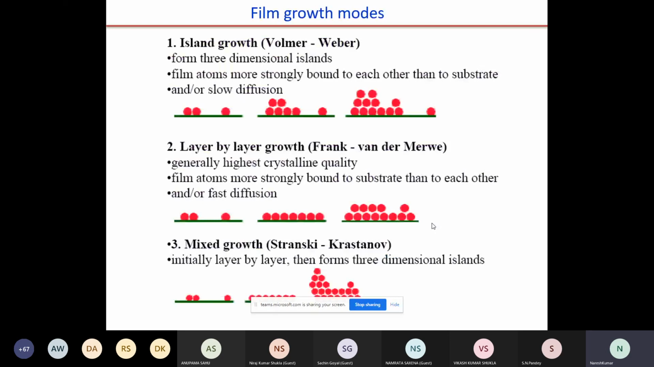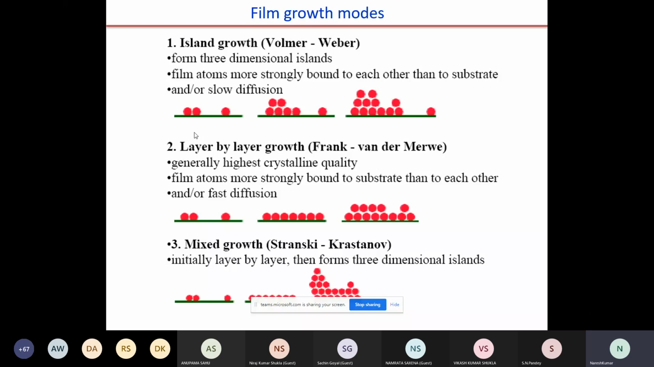Now the next question comes: what are the different modes through which my films can be grown? That's a very common picture that you might have come across because it's already there in textbooks and standard literature. So there are three possible film growth models. One is the island model, second is the layer by layer growth model, third is mixed growth.